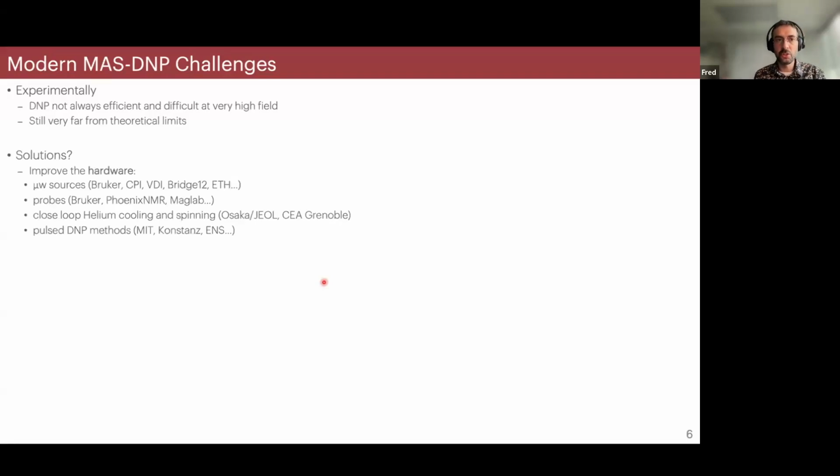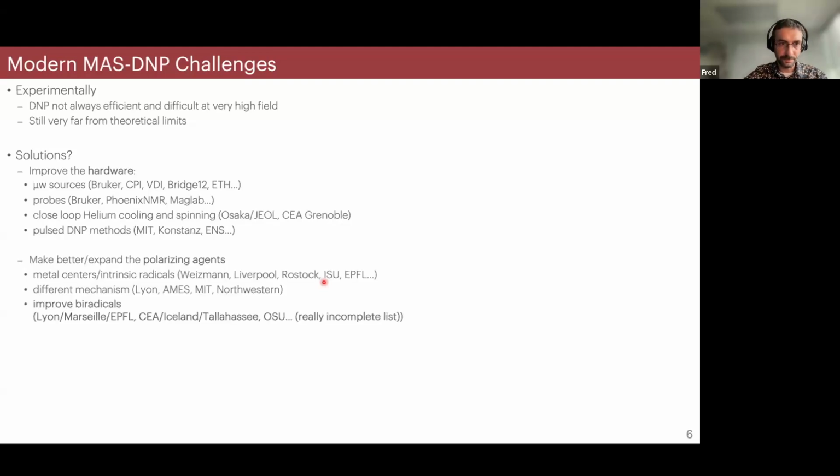There are obvious solutions one can think about, which is to improve the hardware, for instance, the microwave sources providing better beams, probes that are more sensitive, and guide the microwaves better. You can think about helium spinning, which enables lowering the temperature and further improves the sensitivity. You can also think about alternative methods like Pearl's DNP method that in principle are field independent. You can also think about making better biradicals, or using different polarizing agents and different mechanisms. So you could use metal centers or intrinsic radicals.